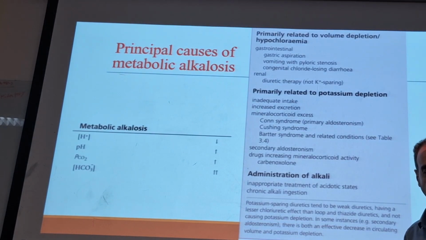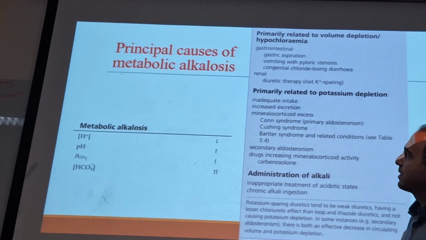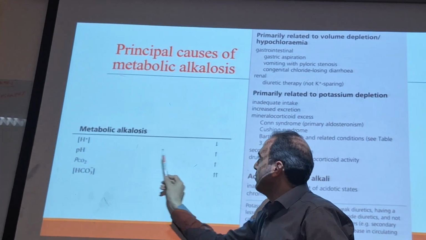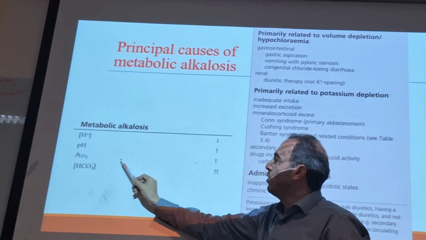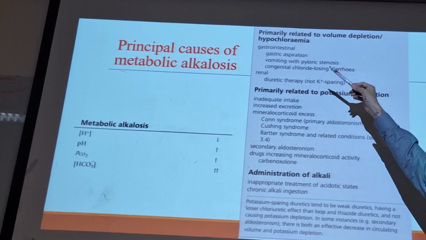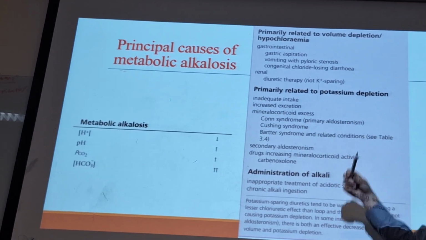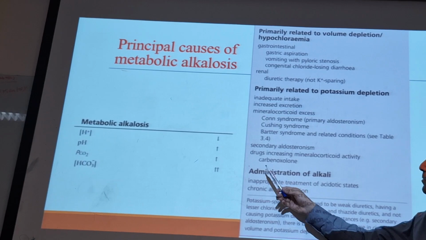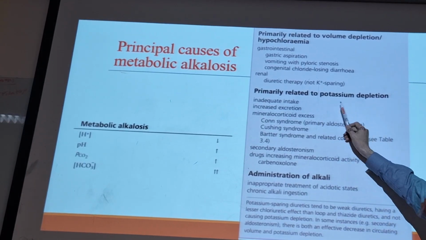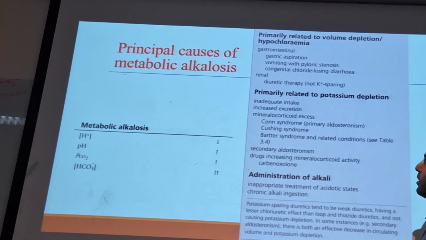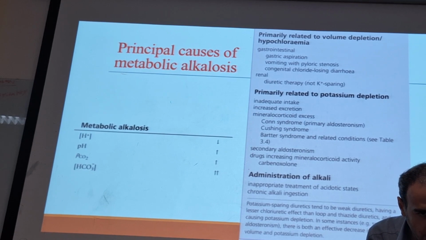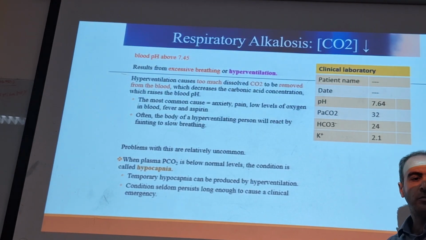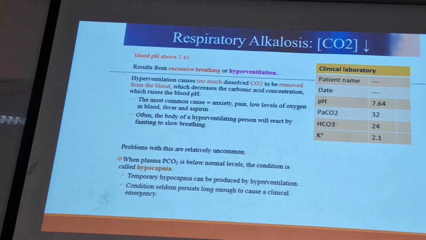So here, in metabolic alkalosis, we have increasing pH, increasing bicarbonate, and some hope for compensation. The main reasons are these, as I mentioned in the previous slide: administration of alkali, potassium depletion, and volume problem or volume depletion related to hypochloremia. Related to respiratory alkalosis, the last one.